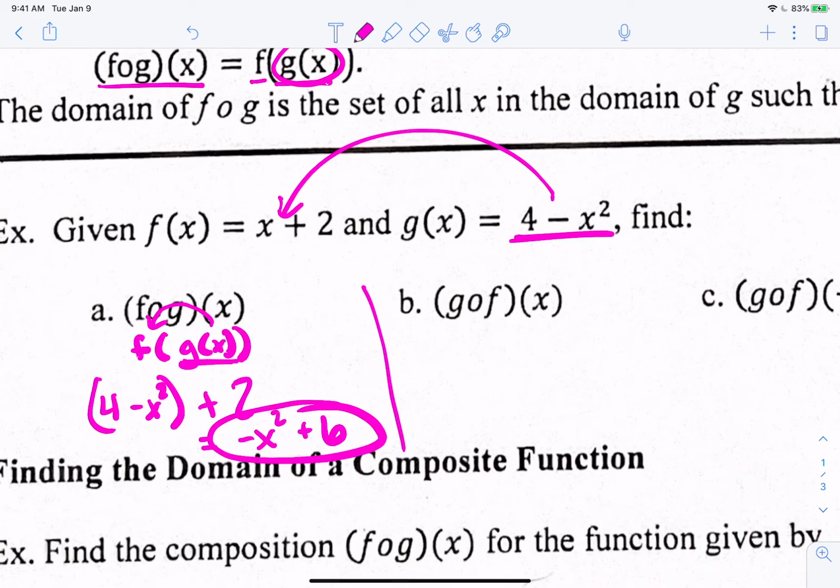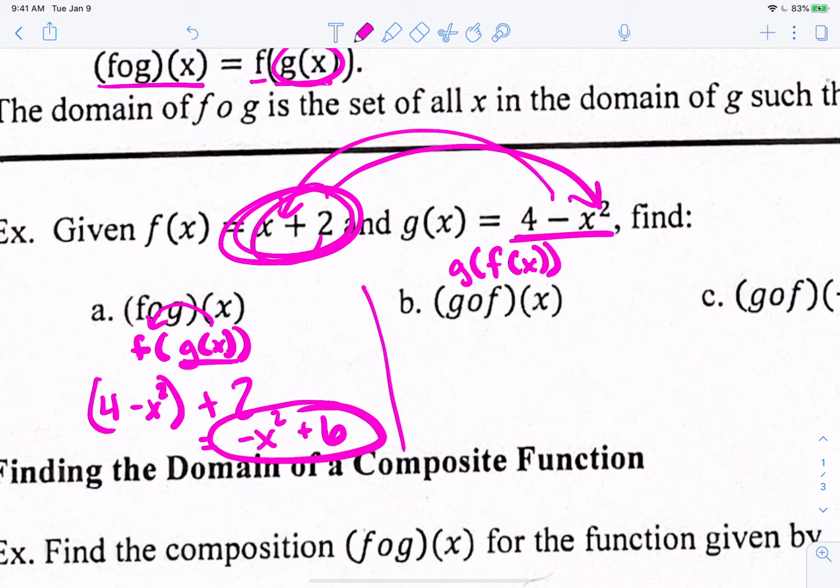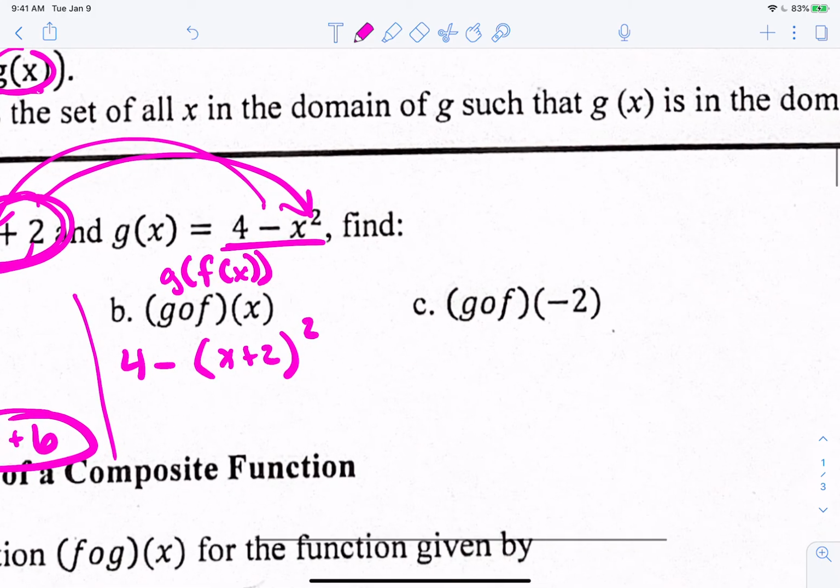G composed of f of x, that's like g parentheses f of x. So now in this case, my f equation goes into my g equation. So now this is getting plugged into here. So 4 minus x squared, and instead the x is now x plus 2. Does that make sense? The x plus 2 is going inside. Now we have to FOIL, right? This is a little bit uglier.